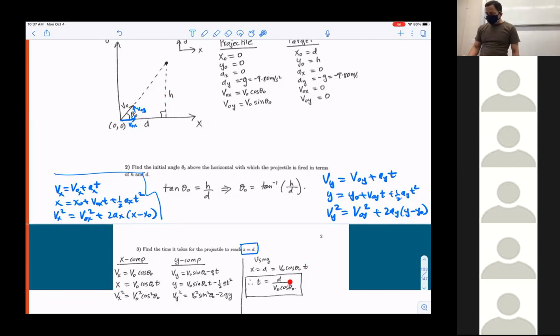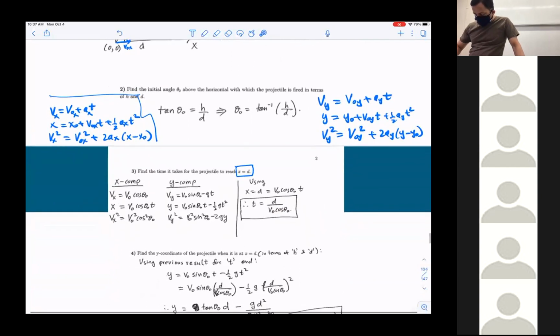And so now that we have this time, our next problem is to figure out what is the y coordinate of the projectile at this time, and what is the y coordinate of the target at the same time, and if they are the same, then they will hit. Any questions on that? So let's do that.